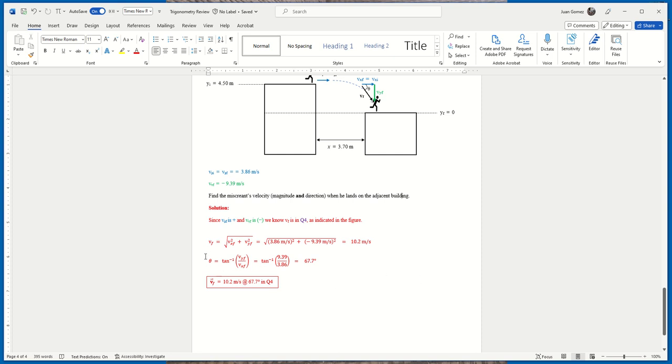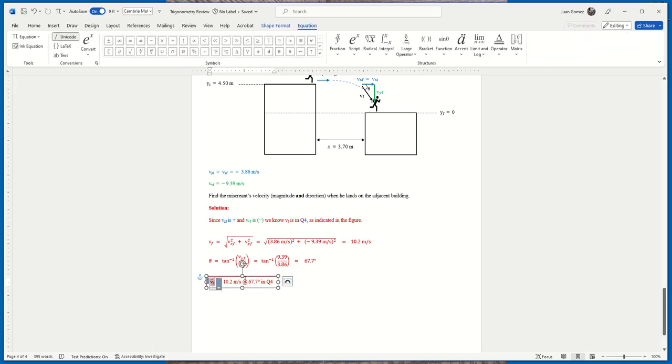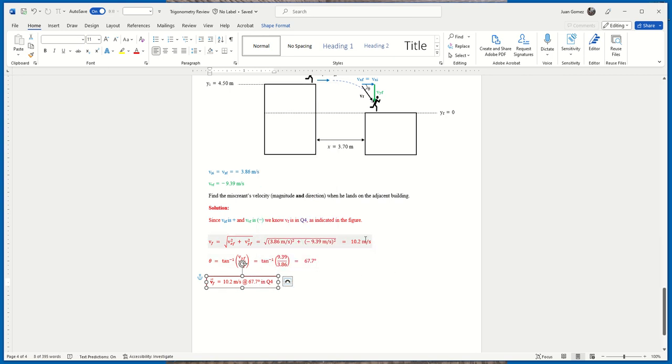And then when we calculate the angle, the angle theta there was again what I call the reference angle. We don't worry about negatives when we talk about the angle. I want to know the quadrant. So we say v final is 10.2 meters per second at 67.7 degrees in Q4. That tells me everything I need to know because it's understood that when we talk about the angle, it's the reference angle. It is the angle that the vector makes with respect to the x-axis.